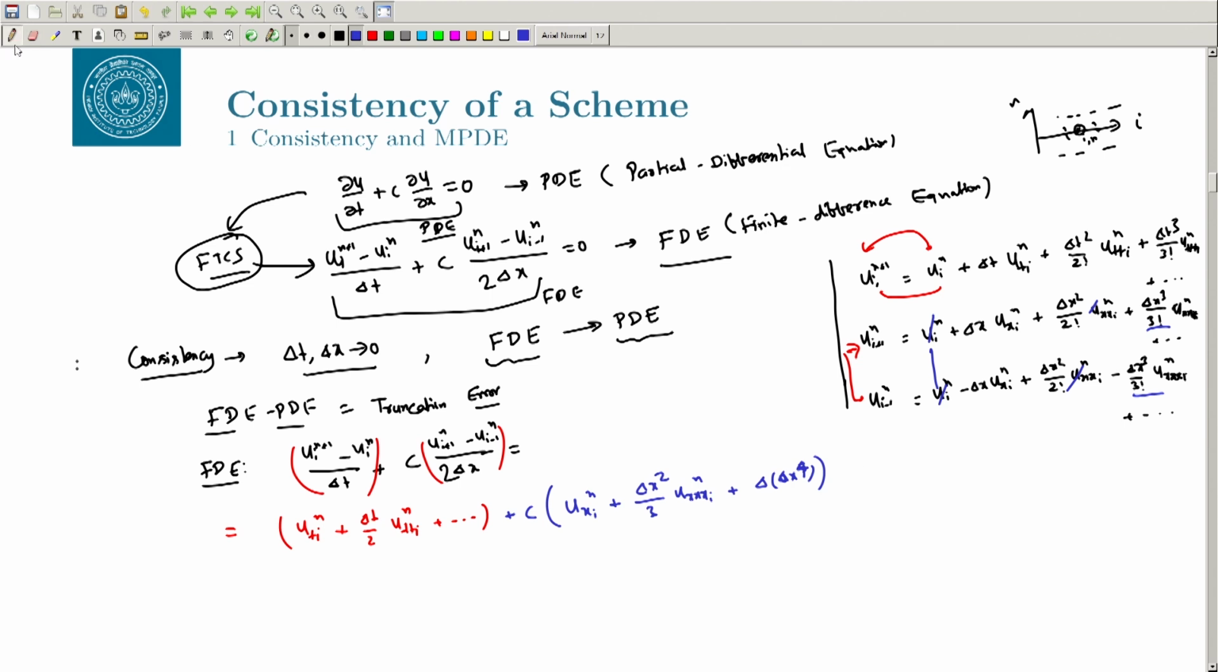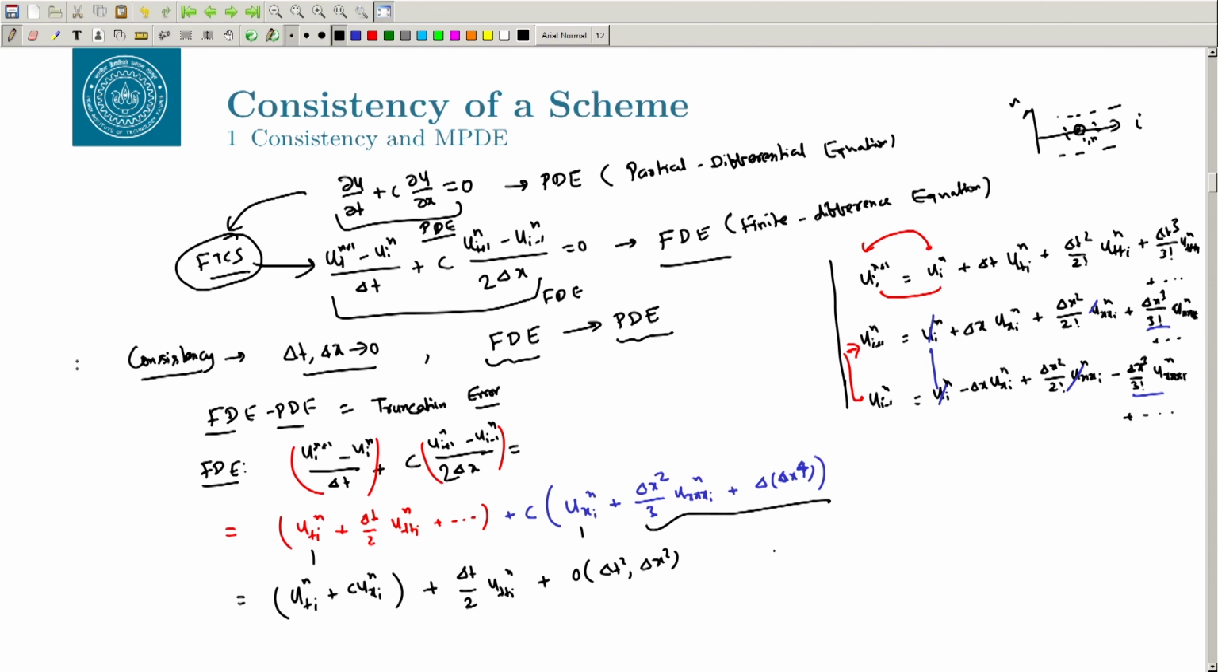this is our FD definition. So you can rearrange it, and if you rearrange it, this will become u_t at i plus c u_x at i. I have collected this term and this term, and then plus delta t by 2 u_tt at i, n, and plus you will have terms which are order delta t squared and delta x squared. This all I am clubbing as delta x squared.